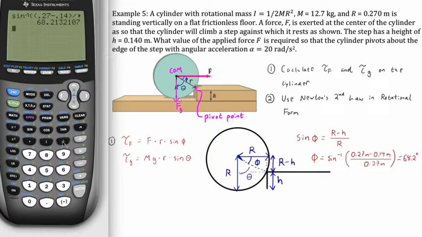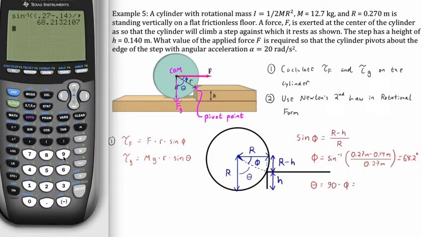So obviously it's just cosine, because it's adjacent over hypotenuse, which will be R minus H. I'm just going to stick with the angles in that case. So then theta is just going to be 90 minus phi.